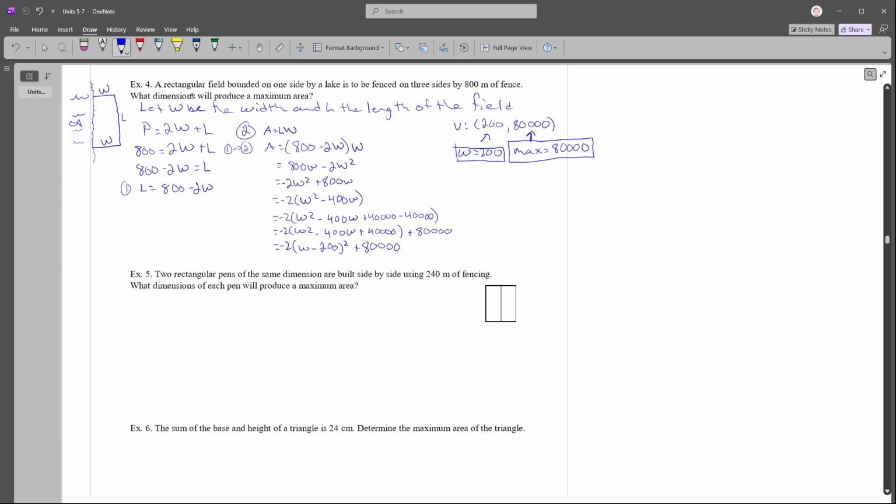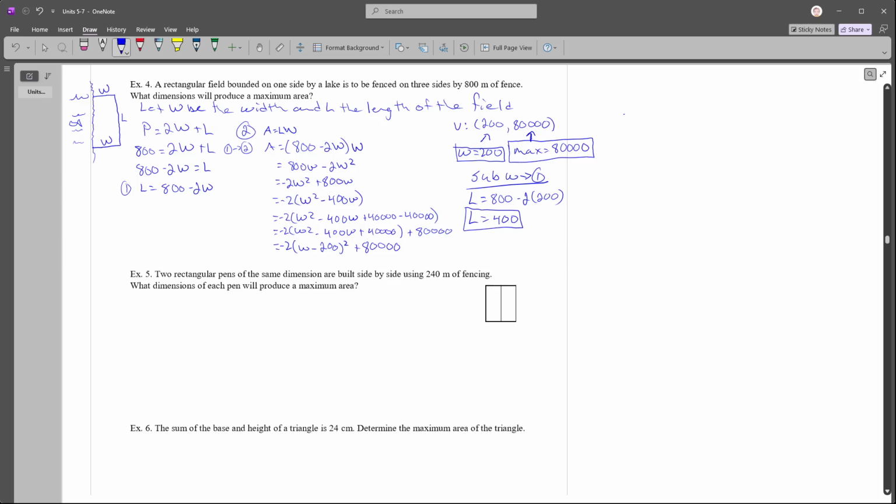The question is asking what dimensions will produce the maximum area. It didn't actually ask for the maximum area, but we have it just in case there's a follow-up question. There isn't this time, but there could be later. So we got to find our length. So we're going to sub w into 1, and we're going to find that length. Length is equal to 800 minus 2 times our w, which is 200. So length is equal to 800 minus 400, which is 400.